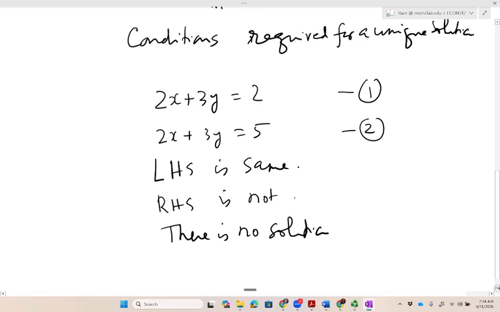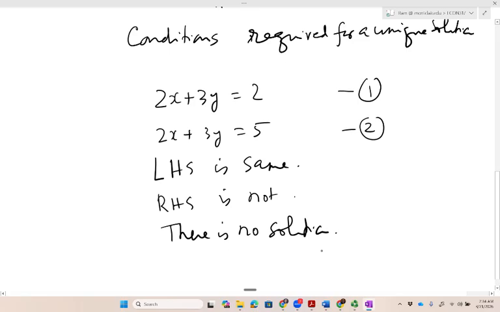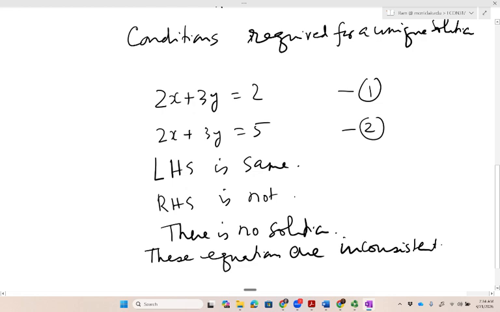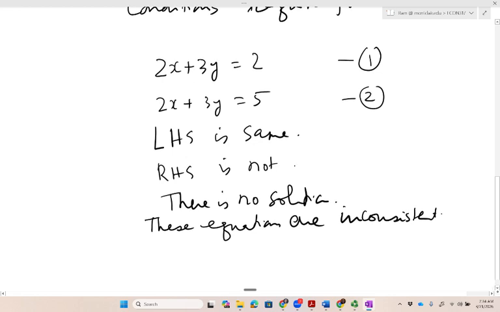And we will give this situation a name. We will call these two equations not consistent. These equations are inconsistent, which means there will not be any solution. So inconsistent, that's a problem. We would like to avoid such a situation.